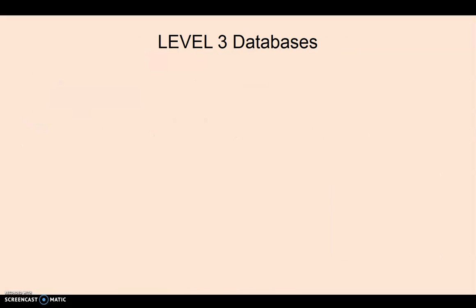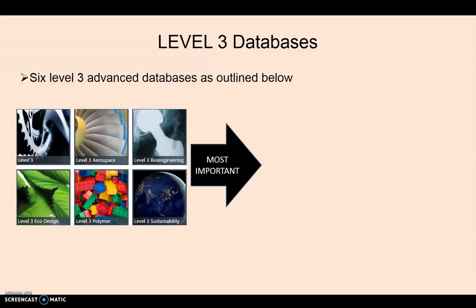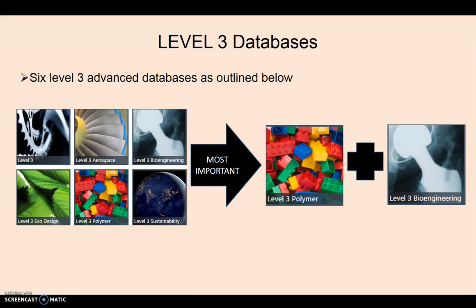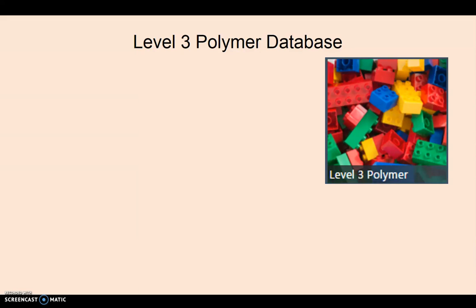Now, we're going to have a quick look at the level 3 databases and how it changes greatly from what you would have experienced during level 1 and level 2. Again, we have 6 level 3 advanced databases, and these are outlined below. The 2 databases that we're going to be looking at during these classes are the level 3 polymer and the level 3 bioengineering. So, what can we expect to see in the level 3 polymer database?